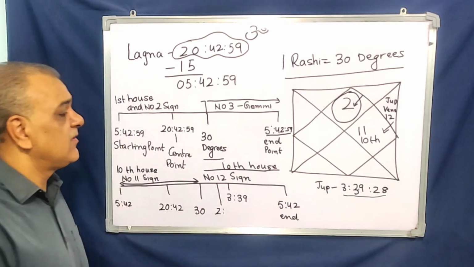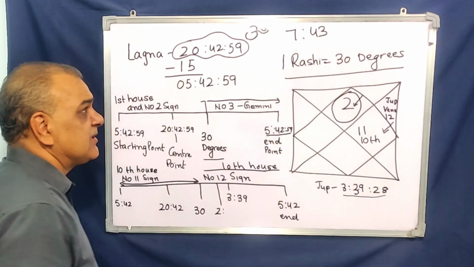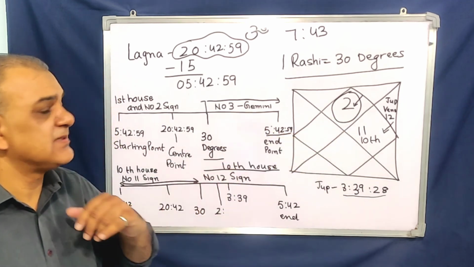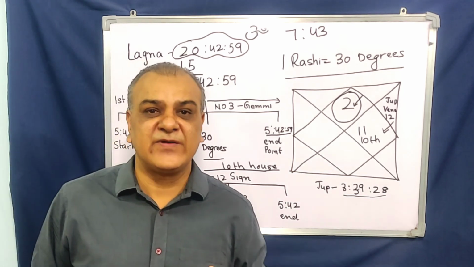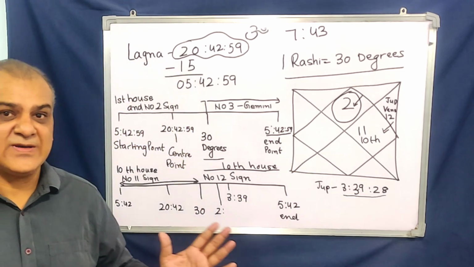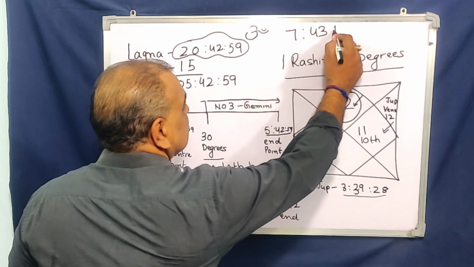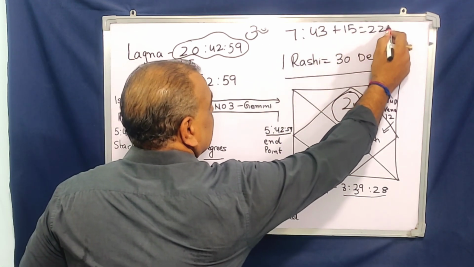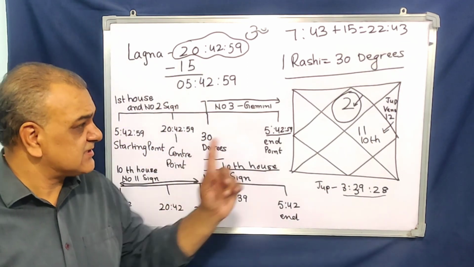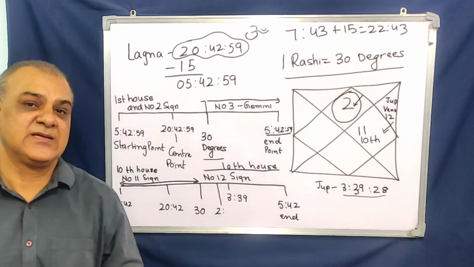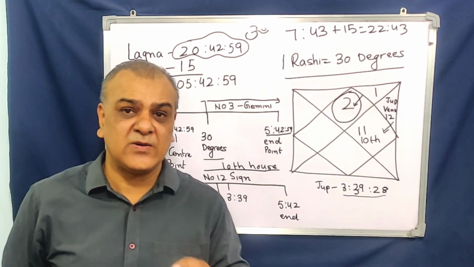But opposite, when you have less than 15 degrees, let's say someone who has number 2 sign, but the degrees of the ascendant are 7 degrees 43 minutes, so this is less than 15 degrees. So in this case what we will do, we will add 15 degrees to it, and it will come 22 degrees 43 minutes. So in this case the first house will start from the preceding sign: number 2 is written here, but the first house will start from the number 1 sign.